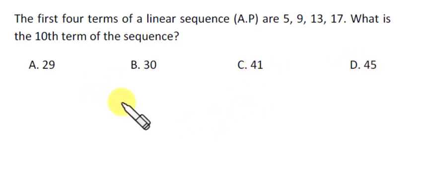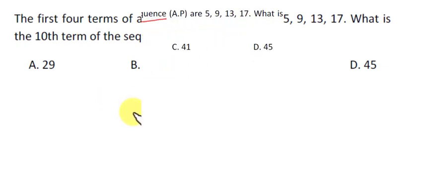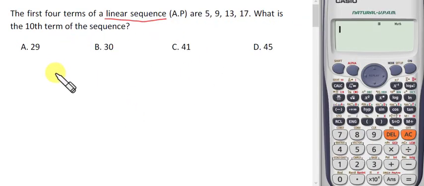Now, the first thing we do is that we have to understand there is a linear sequence. A linear sequence has a common difference, and we have to look at that. Now, let us write the sequence down: 5, 9, 13, and 17. Now, 5 is the first term here. So we see 5 as the first term.